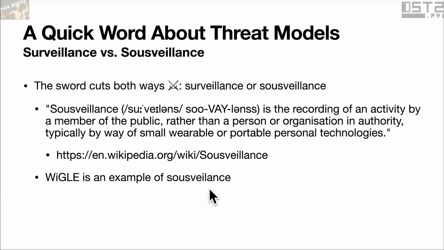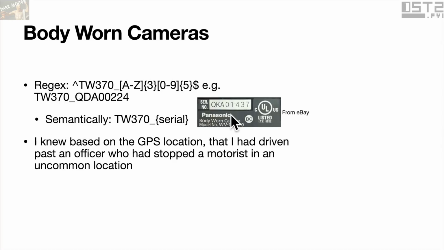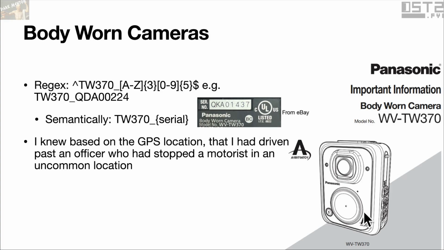And speaking of keeping authorities to account, let's take a look at body cam data. Specifically, we're going to look at a Panasonic camera. It goes by TW370, then 3 alphanumeric characters, and then 5 digits. Just Googling this to figure out what it is, I found on eBay things advertising TW370, and then something like QKA041437. So this is a Panasonic body-worn camera. It looks something like this, and this is essentially what we normally think of as a police camera, something they would wear on their body.